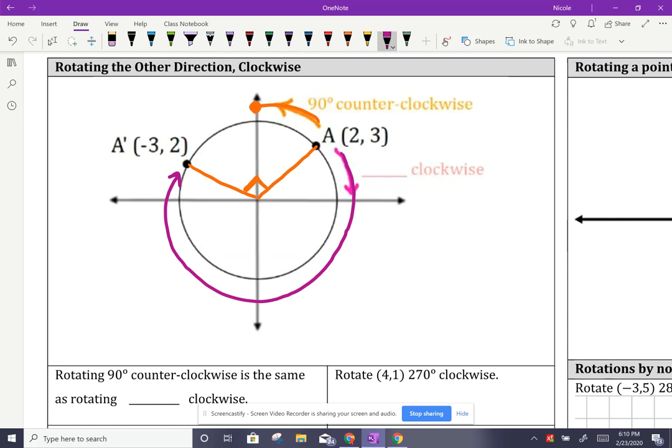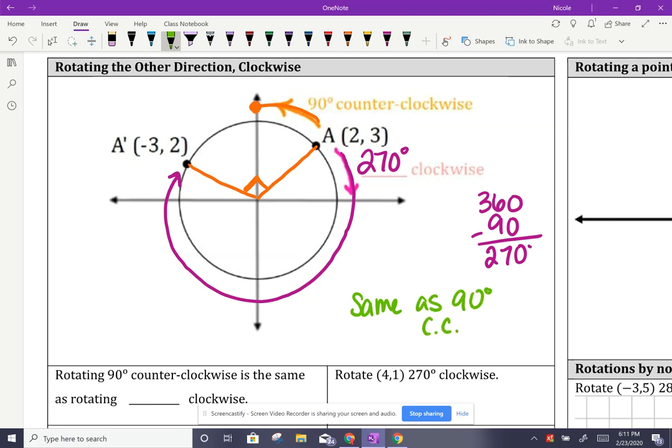So if I originally did 90, the opposite about that, think about a full circle. A full circle is 360 degrees. I'm not going the 90 counterclockwise, so I'm going the rest of the circle around, which is 270. So if I'm going counterclockwise, it's 90 degrees, but if I'm going clockwise, to get to the same point is going to be 270 degrees. So it's the same as 90 degrees counterclockwise.